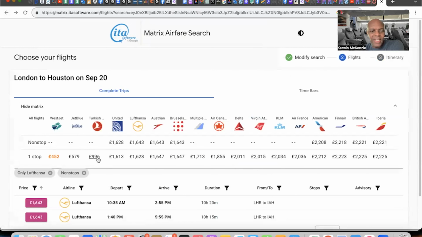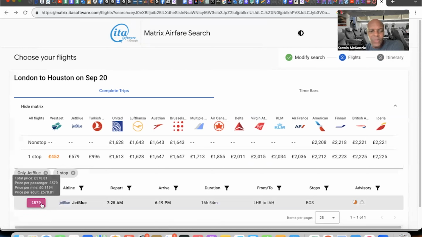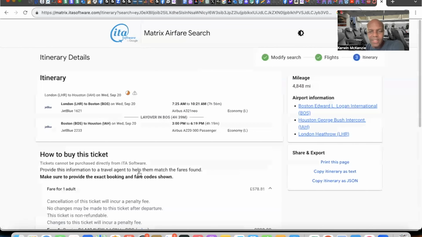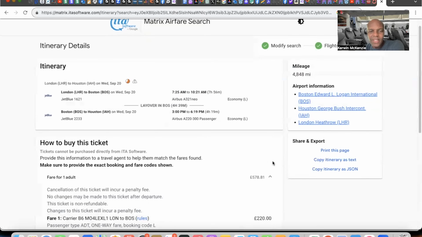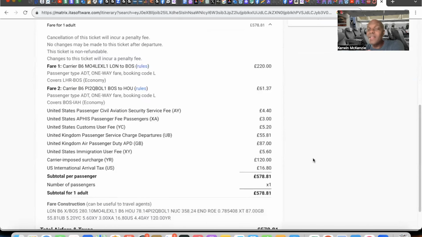And if we look at, let's say JetBlue, for example, JetBlue is going to make one stop. It's going to stop in Boston. And look at the JetBlue fare. £220 is the fare. Do they have a carrier imposed surcharge? Yes, they do. It's £120. So it looks like out of London, you cannot get away from this carrier imposed surcharge, but the fare is still only 578, which is like a quarter of what British Airways was, right? A little under a quarter.